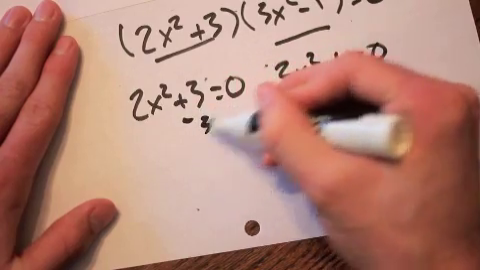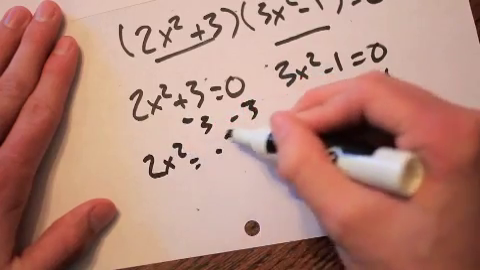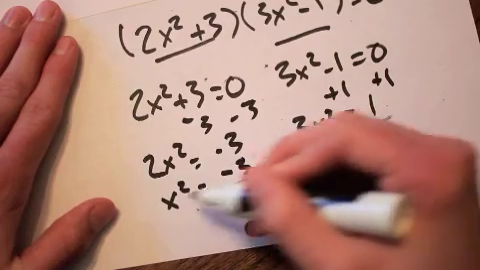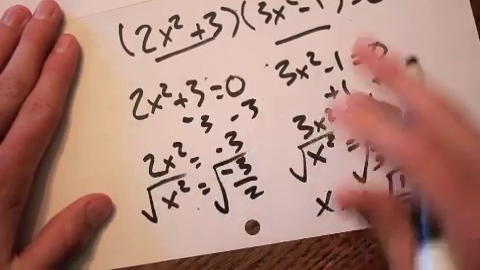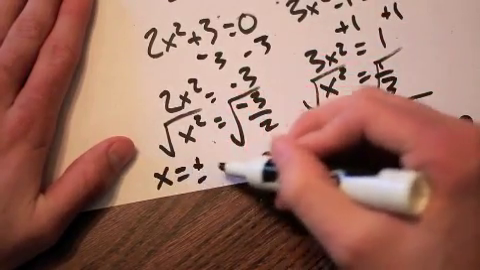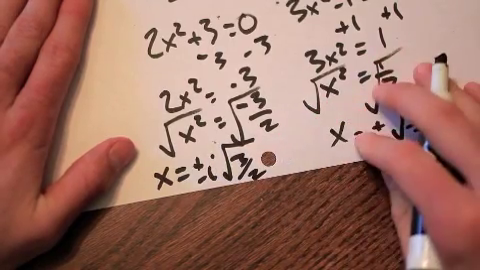Over here, subtract 3 from both sides. Divide by 2, and square root both sides again. Keeping in mind you cannot have a square root of a negative, so you will be using i. Bada bing.